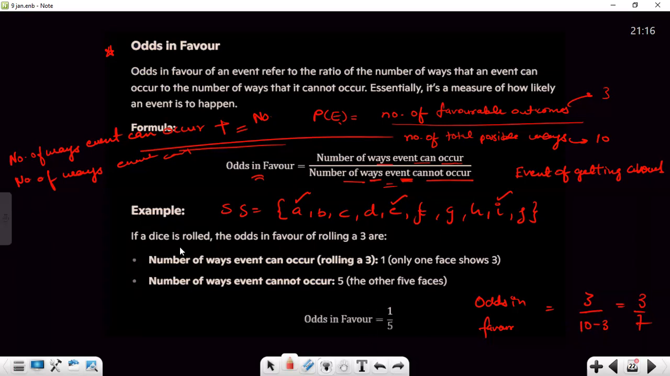Let's take an example. If a dice is rolled, the odds in favor of rolling a 3. The number of ways the event can occur, rolling a 3, is only one way. The sample space when a dice is rolled is 1, 2, 3, 4, 5, 6. There is only one way that event can occur. So 1 divided by the total minus that one event, so that becomes 1 by 5.